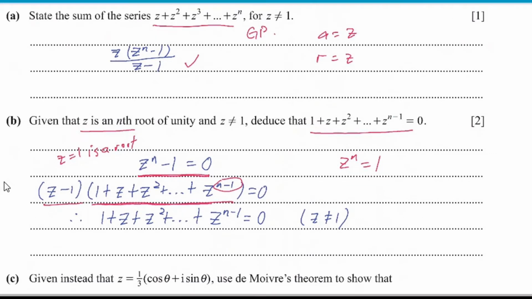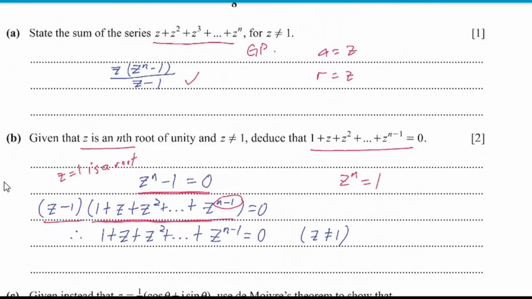After that, because they just asked us to deduce this is equals to 0, we need to mention that if Z is not equals to 1, we are not looking at this factor here. So the rest of it would be equals to 0. This is a very common technique. It doesn't just come out from nowhere. You have to be aware that we have this kind of technique to work with.